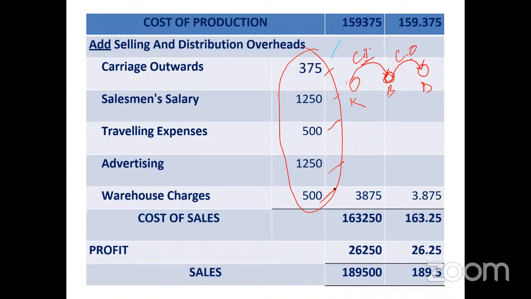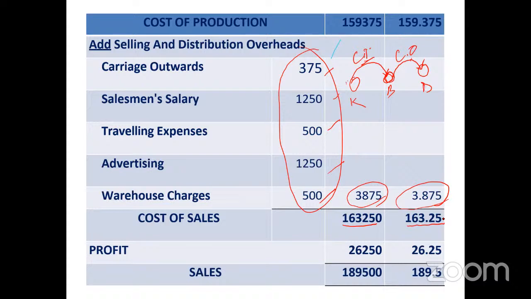Carriage outward, salesman salary or commission, traveling expenses, advertisement expenses, warehouse charges if any, all come under selling and distribution overheads. So total selling and distribution overhead, after adding this, we are getting 3,875. Per unit it is 3.875. So total cost or cost of sales is 1,63,215, and per unit cost is 163.25 rupees. Are you getting?